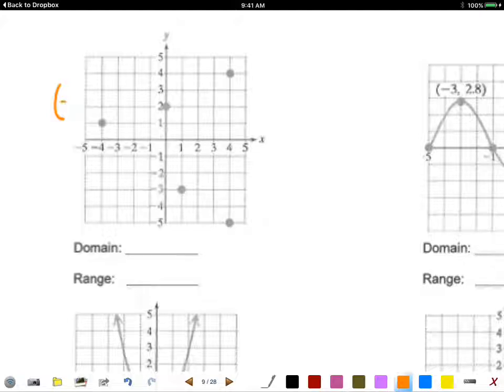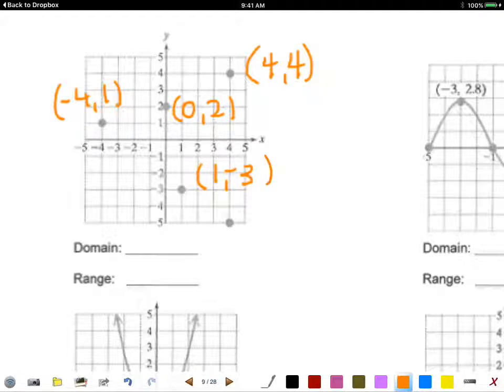This one out here is at -4, +1. This one up here is at 0, 2. This one is at 4, 4. This one is at 1, -3. And this one is at 4, -5.